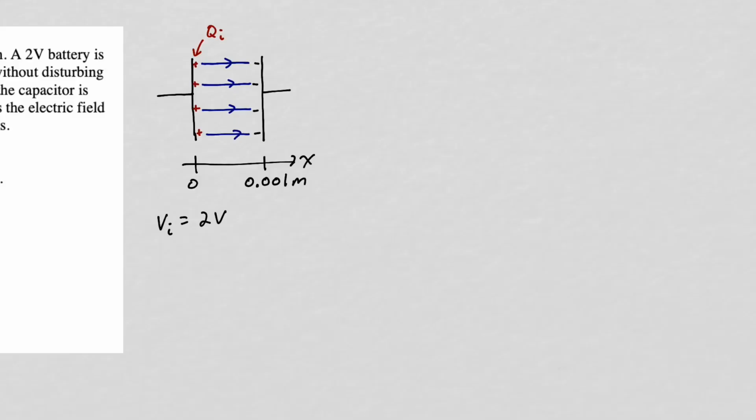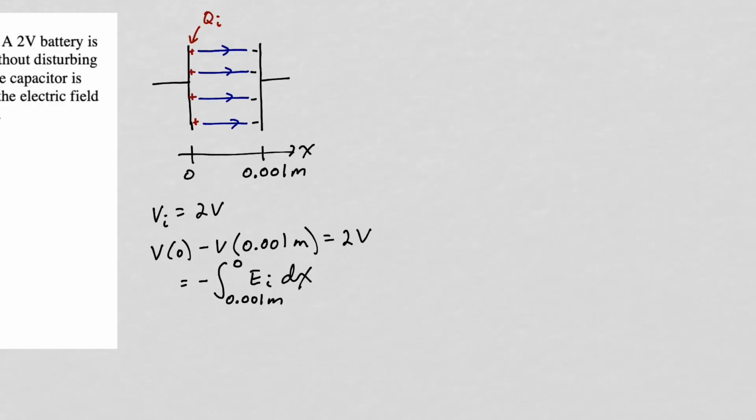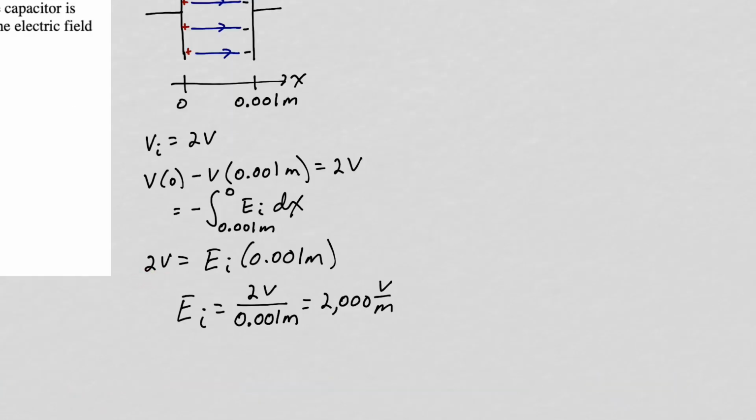Here we have the initial situation. The battery has been removed and there's some charge on the plates. We'll call that Q sub I, and the voltage drop across the plates is 2 volts. Since we are told to ignore fringing fields, the electric field intensity is only in the x direction, so to find the voltage across the capacitor, we integrate minus E sub I dx from the right plate to the left plate. So the voltage is the electric field intensity inside the plates times the plate spacing, or the initial electric field intensity inside the plates is 2,000 volts per meter.